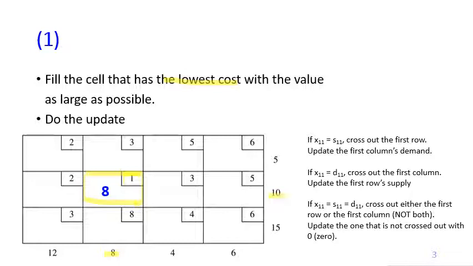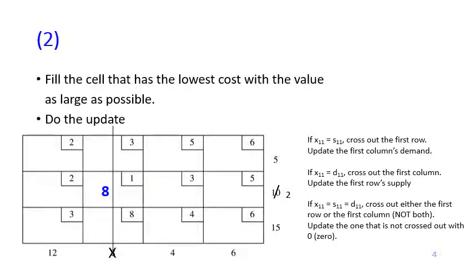And do the update as usual, because 8 is exactly the same as the column demand. So we cross out the column and update the row from 10 to become 2, because out of the supply capacity of 10 for the second row, 8 has been taken to satisfy the demand of demand point 2.